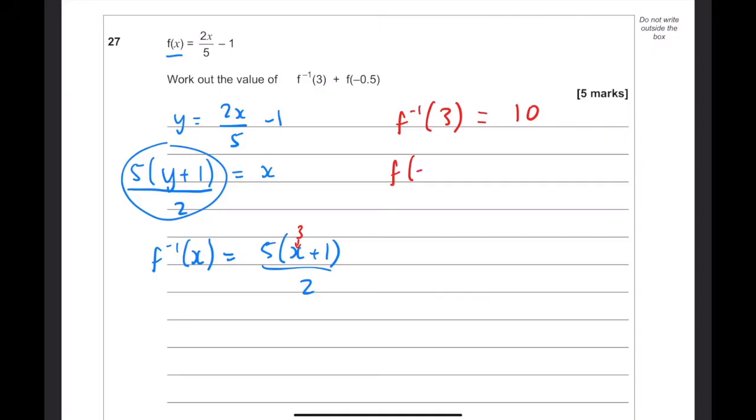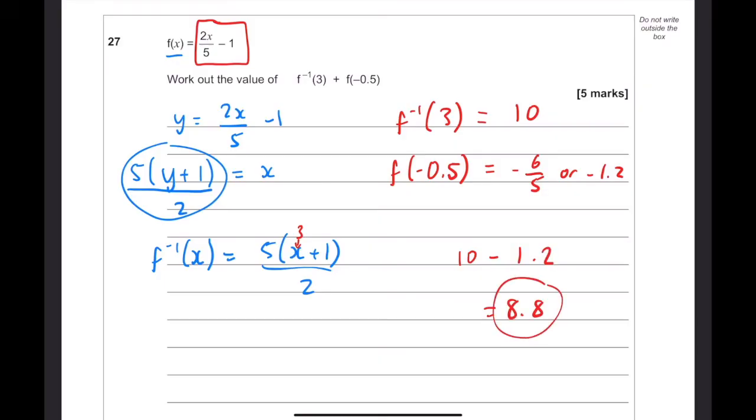We also have to do normal f and sub in minus a half. So if we sub in minus a half up here, 2 times minus a half is minus 1, which is minus 1/5, minus 1, which is minus 6 over 5, or minus 1.2. So the true value of this is going to be 10 minus 1.2, which is 8.8.